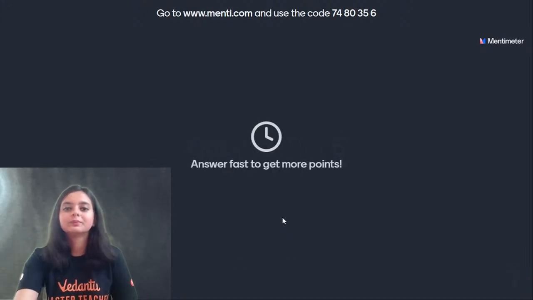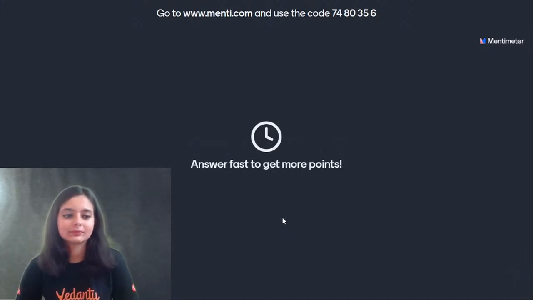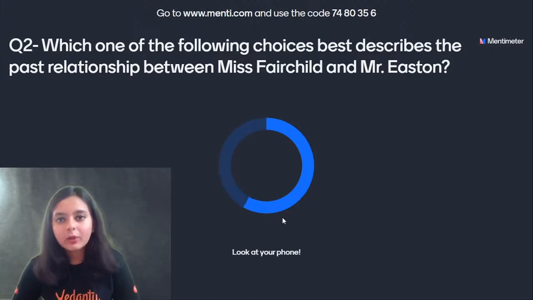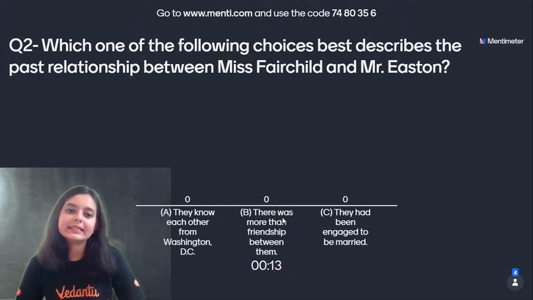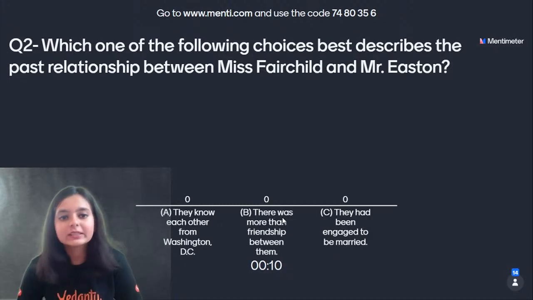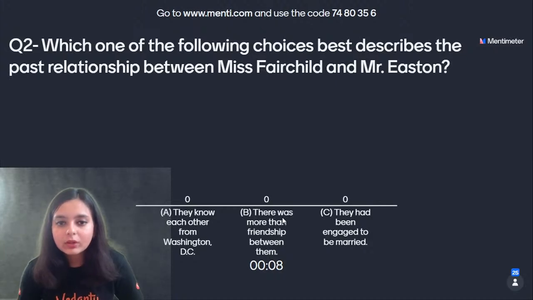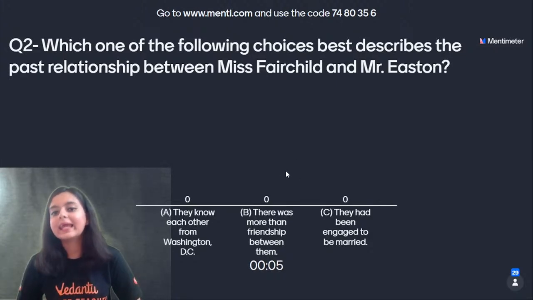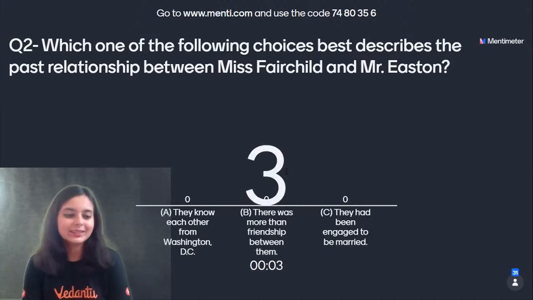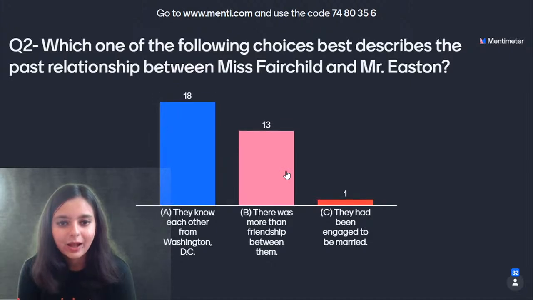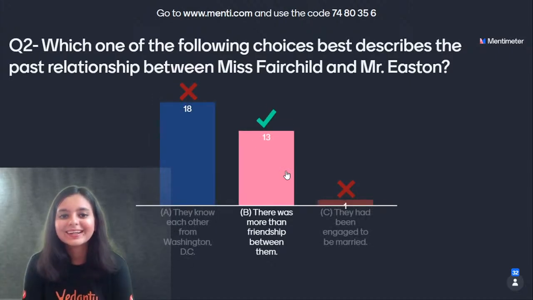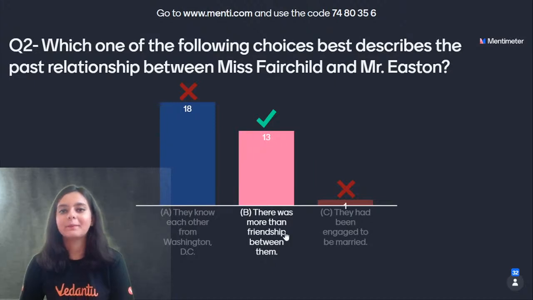Question number 2. Which one of the following choices best describes the past relationship between Miss Fairchild and Mr. Easton? They don't know each other from Washington. There was more than friendship between them. They had been engaged to be married. Very simple question. Okay, the best description of the past relationship is that there was more than friendship between them.